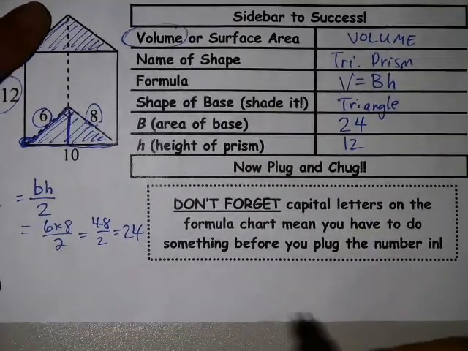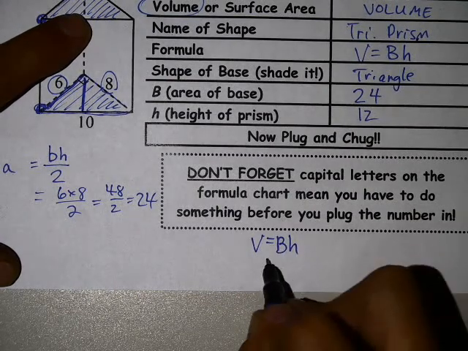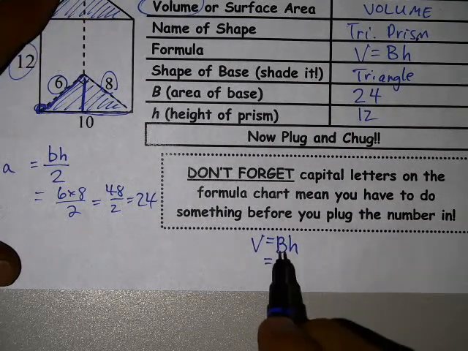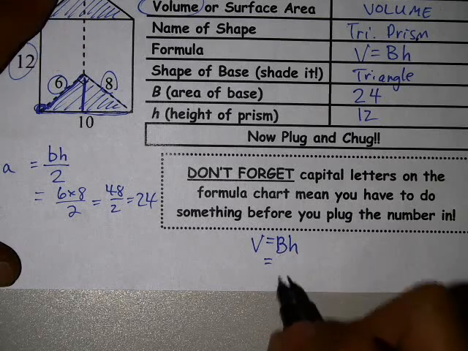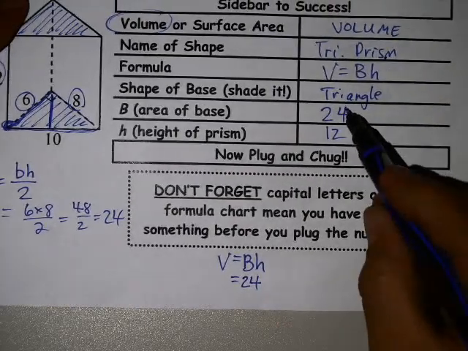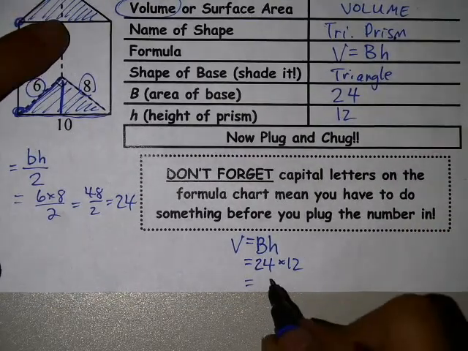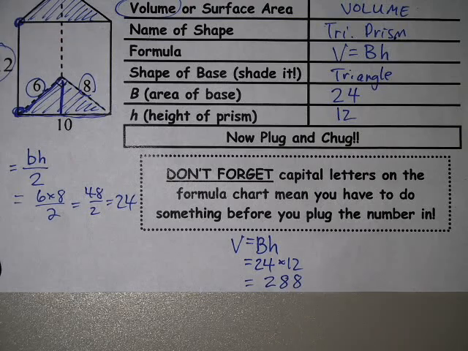And now I'm just going to come down here where you got a little extra space. Write down my formula again. We already calculated the area of the base. Again, that was math we had to do. We didn't just find a number. We did some math. That was 24 times the height, which is 12. When I do that, I get 288.